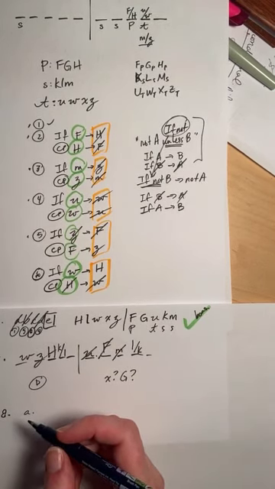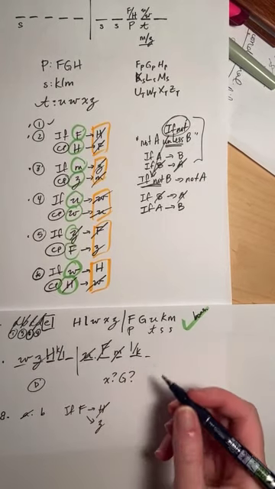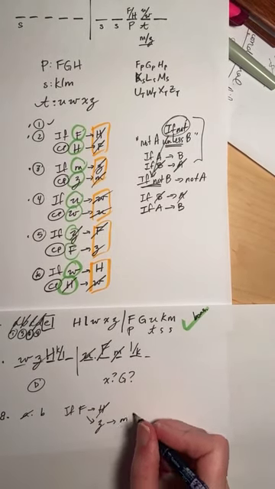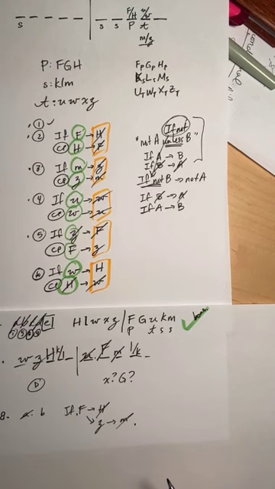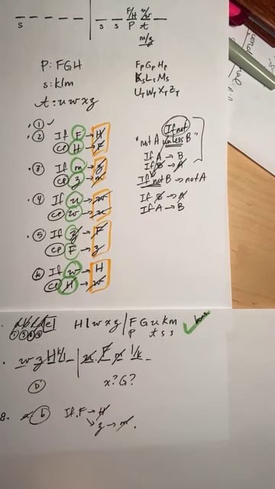So for B, if F is in, then H is out. Also Z is in. And if Z is in, then M is out. So if F is in, M has to be out. We can't have them both in. B is the correct answer.